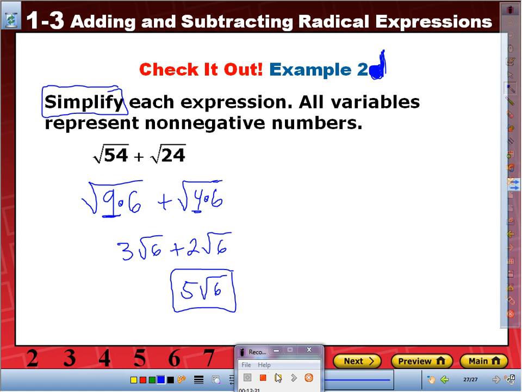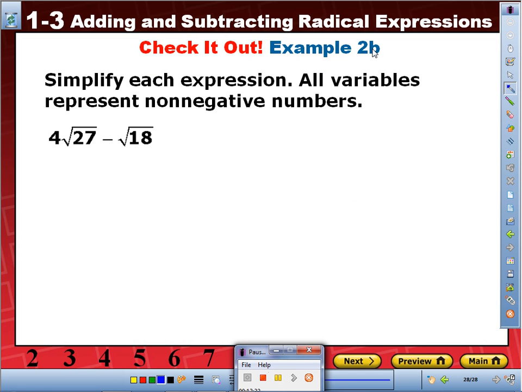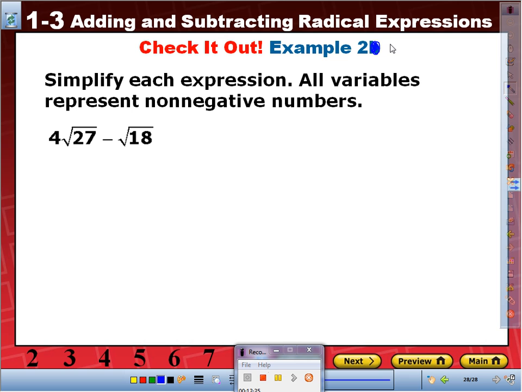Copy this next one down, please. Example 2E. 4 square root 27 minus square root of 18. Do that one by yourself. You got 20 seconds.